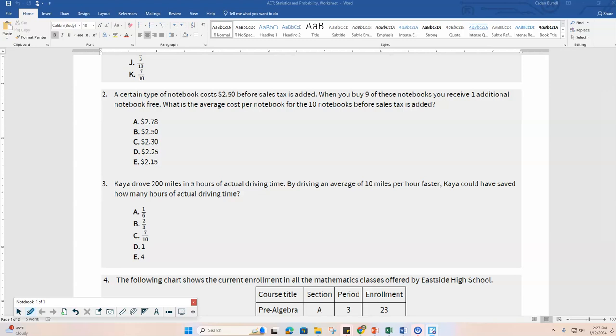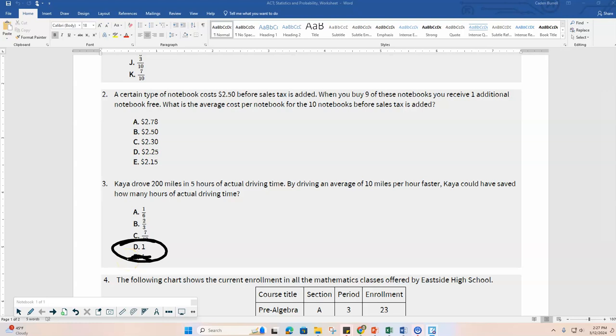Got 5, 4, 3, 2, 1. Here's your figure out for A, for B, for C, for D, and for E. Okay? Okay, the answer is indeed D. Yes, it is D, not B.